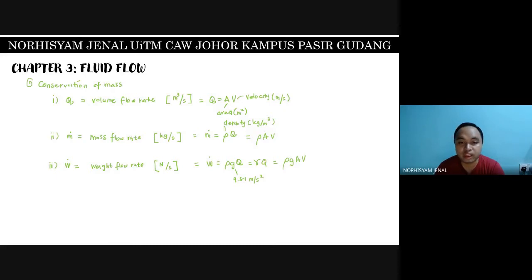It means whatever you have for the mass flow rate, because to change from mass into weight you multiply it with 9.81, the difference is just the multiplication of G. So these three will be the mass that we are talking about in this chapter, and this is considered the main parameters used for conservation of mass. We have Q, mass flow rate, and also weight flow rate. Q is volume flow rate.